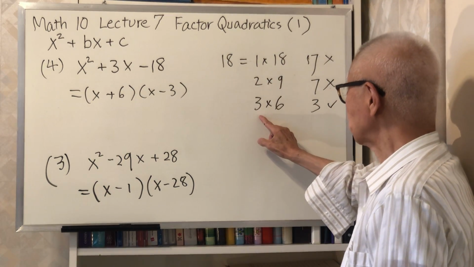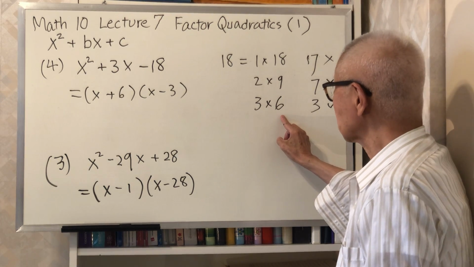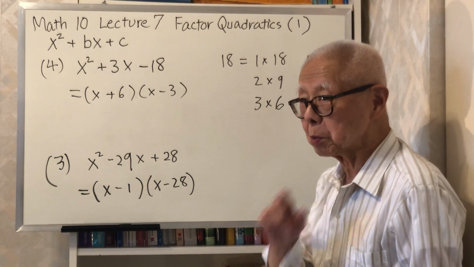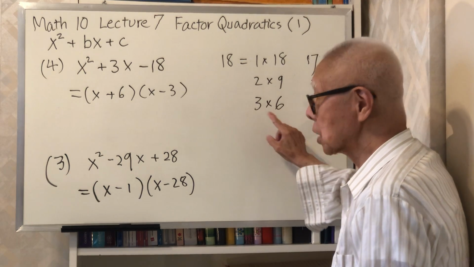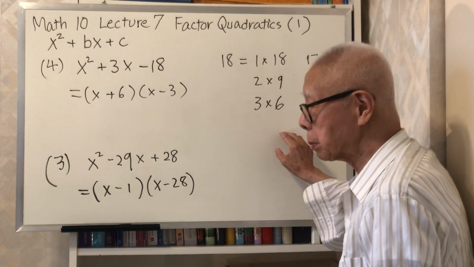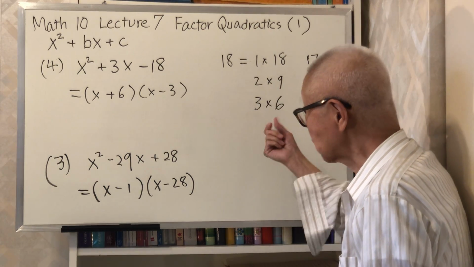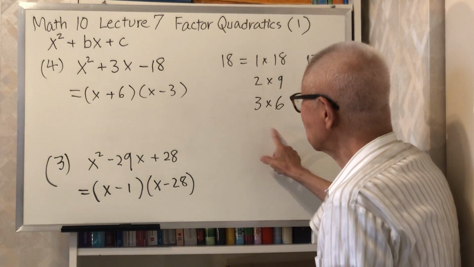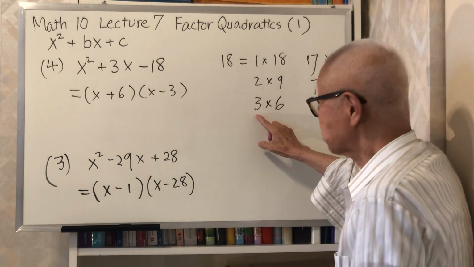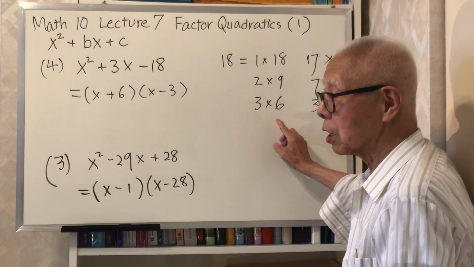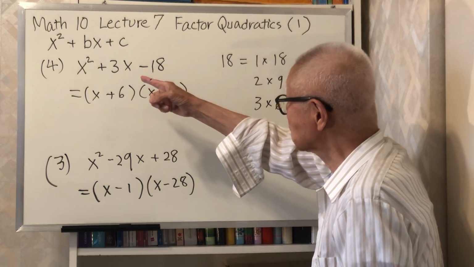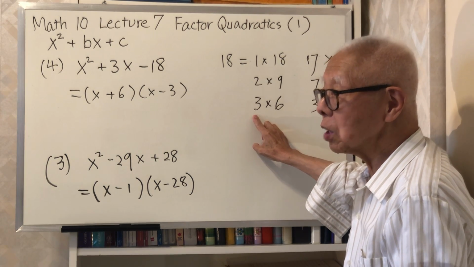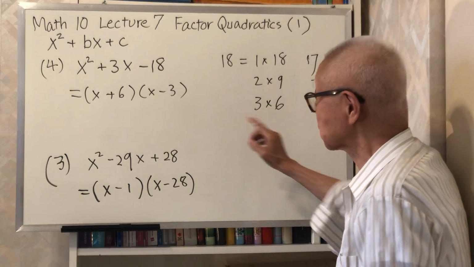I have two numbers, 3 and 6. These two numbers multiply to get negative 18. That means one number must be plus and the other number must be minus. So that plus and minus multiply to get negative. Then if you put them together, you get plus 3. Therefore, 6 must be plus, 3 must be minus. Only this way.